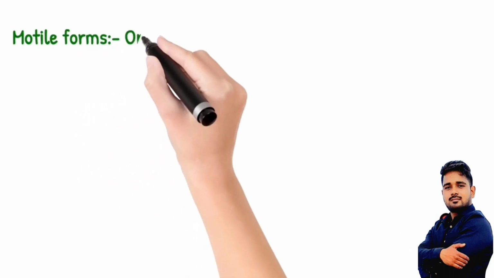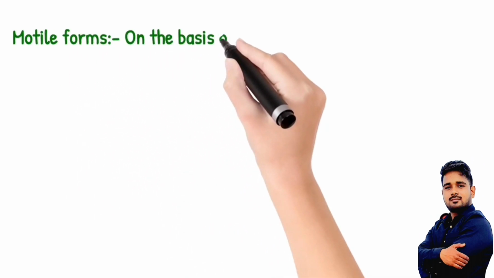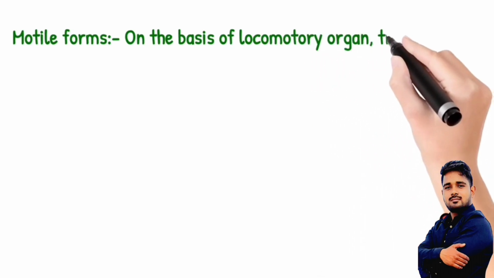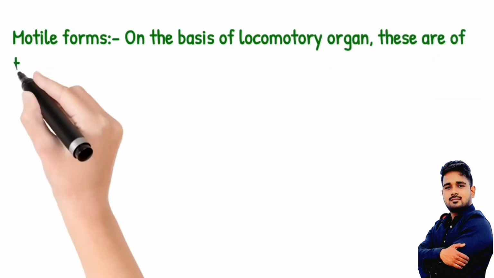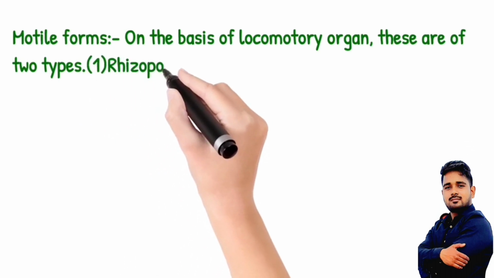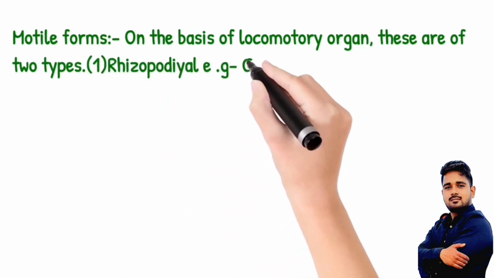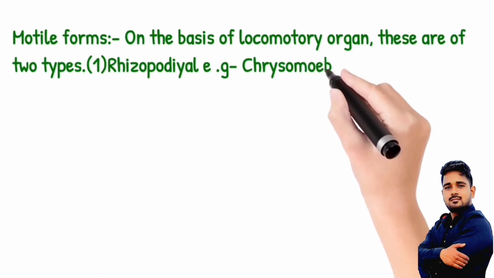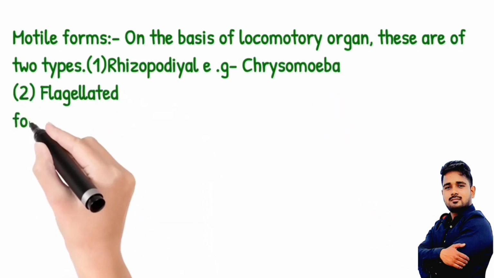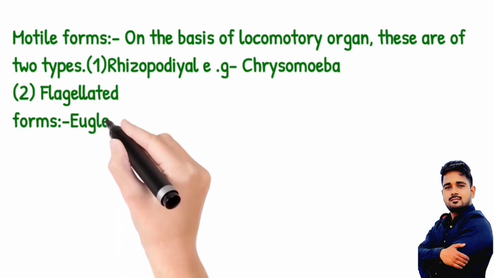Motile forms. On the basis of locomotory organ, these are of two types. First, rhizopodial form. Example, Chrysamoeba. Second, flagellated forms. Example, Euglena.